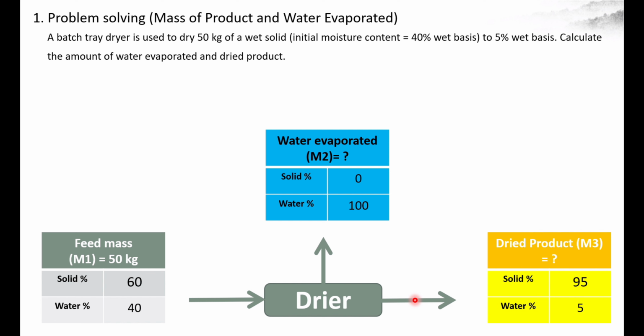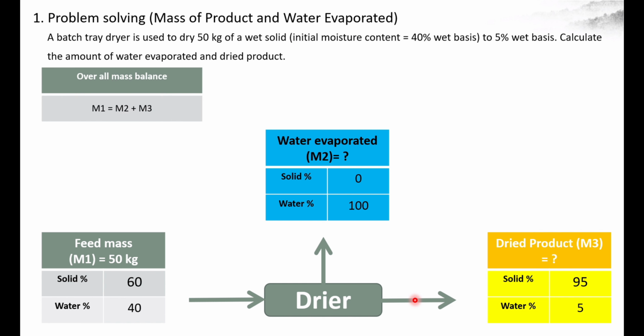Now there are three stages in which we can solve the problem. First thing is we have to do the overall mass balance. That is, we have to equate input and output streams. In this case, the input is M1 and there are two output streams, so we are adding those two streams, M2 plus M3. So M1 is equal to M2 plus M3.